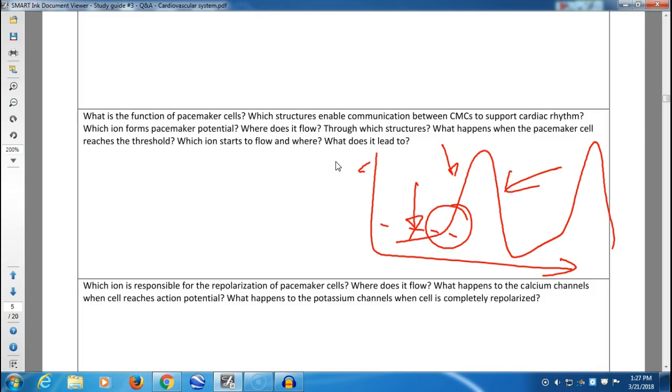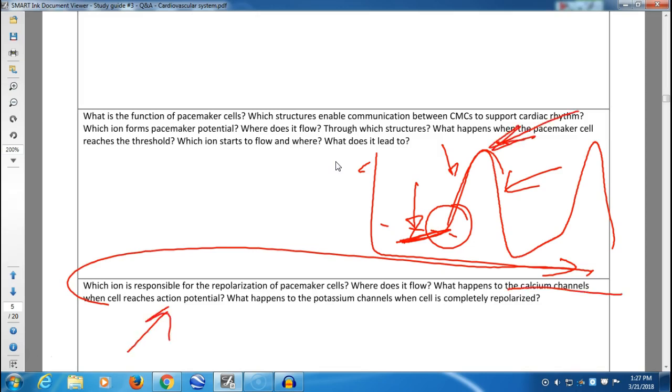So that's the threshold. You have action potential when the pacemaker potential reaches the threshold, cell depolarizes, sends the signal. Okay? So we kind of got this. When cell reaches action potential, what happens to calcium channels here? At the peak. They close, yeah. Closed and activated, yep. When cell is completely repolarized, potassium channels close. Does that make sense?